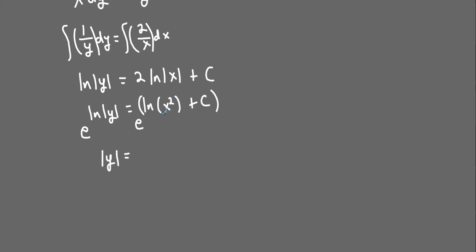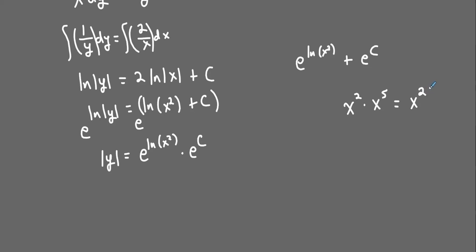On the other side, this is the same as e to the natural log x squared times e to the c. Where some students mess up here is they think this is e to the natural log x squared plus e to the c, but that's not how it works. We're using exponential rules where, if you had x squared times x to the fifth, then you would add the exponents, so we would say this is x to the 2 plus 5, or x to the 7th. And all we're doing is going backwards.